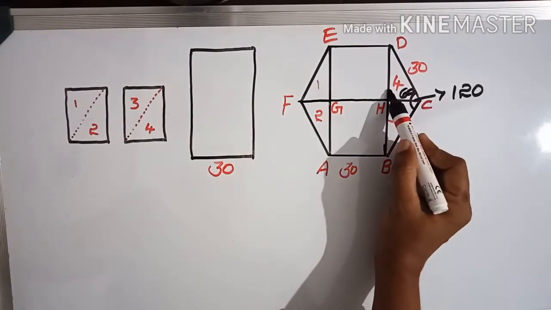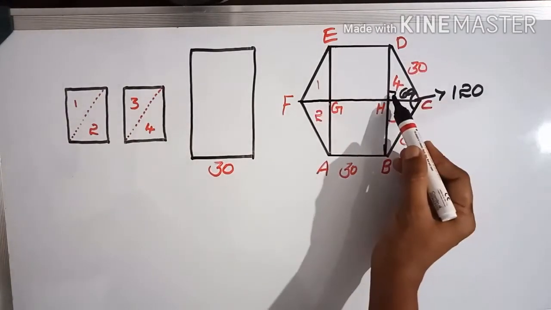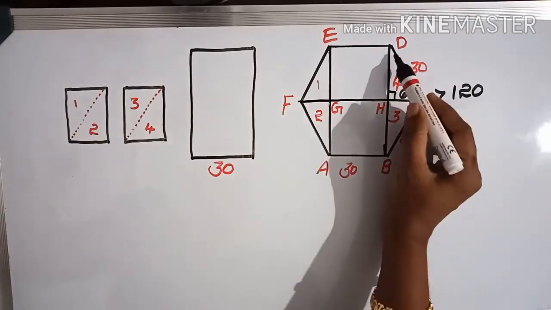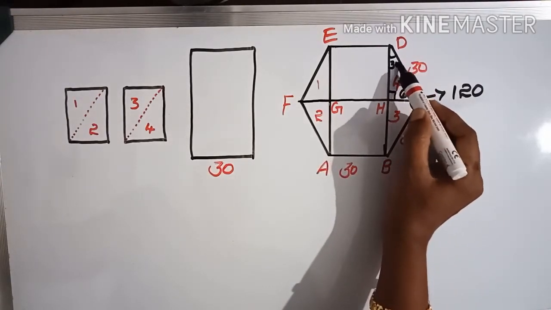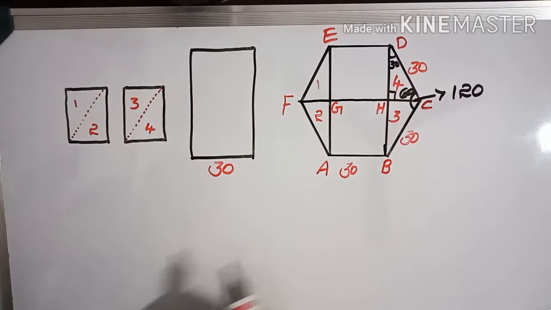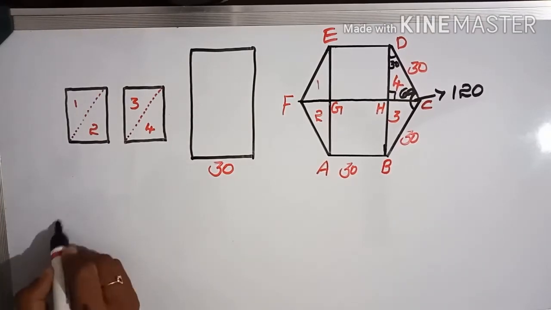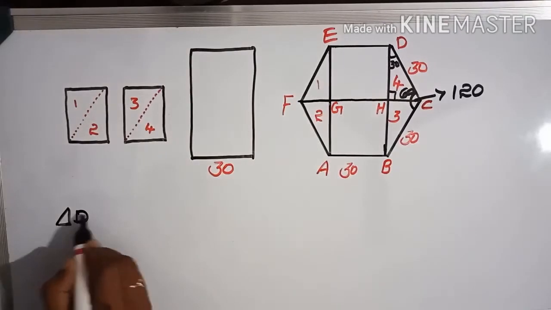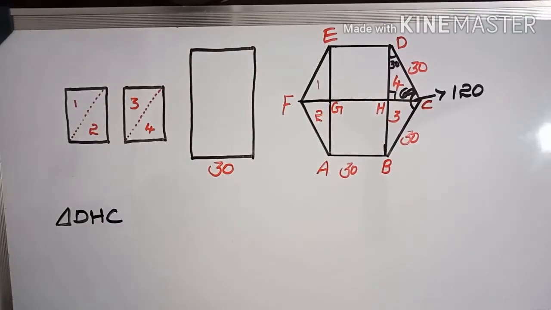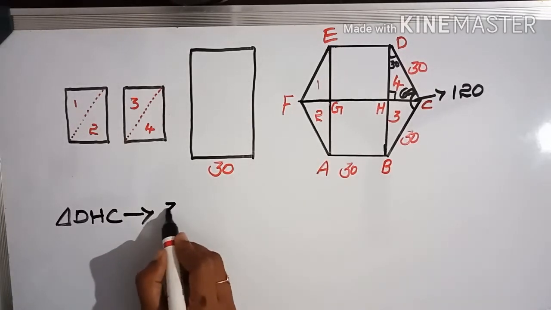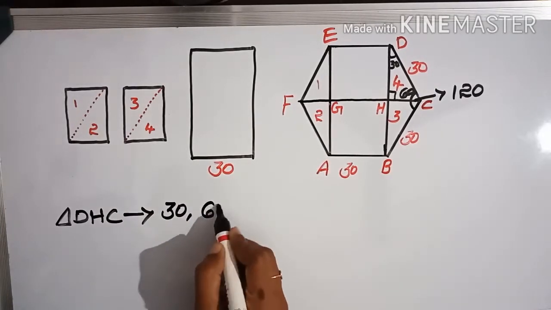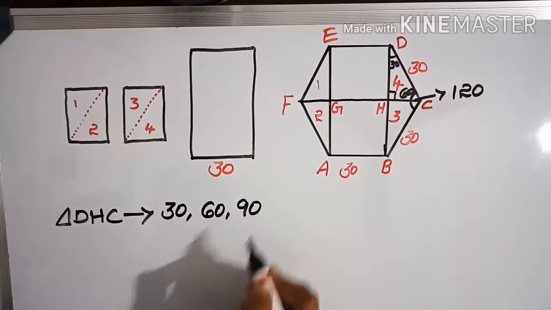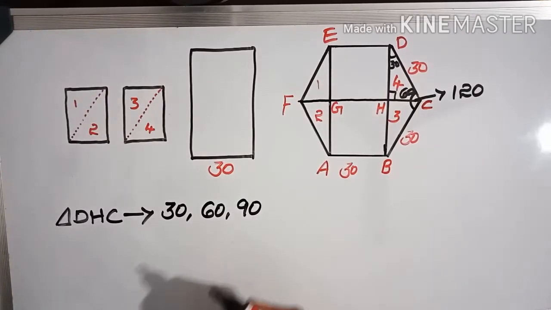And what will be this angle? Perpendicular line, so this is 90 degree, and this angle will be 30 degree. So let's consider triangle DHC. The angles of triangle DHC are 30, 60, 90.